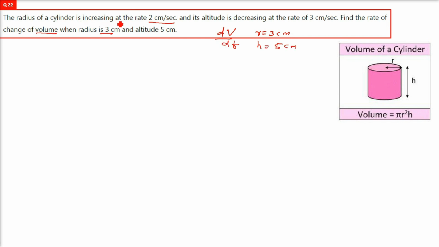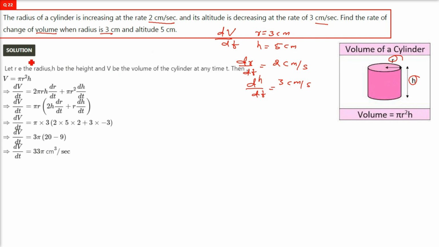The radius is increasing, and when increasing we always use a plus. So we have dr by dt, which is given as 2 centimeter per second. And the altitude is decreasing. Whenever it is increasing, we always use the positive sign, and whenever it is decreasing, we always use a negative sign. So it is 3 centimeter per second, and I'm going to put a negative here. So you just have to differentiate the volume: radius is given, altitude is given, dr by dt is given, dh by dt is given. This is for your reference, but we are going to solve it.